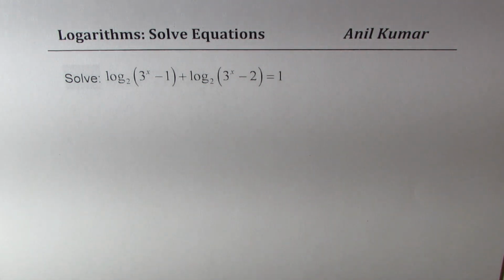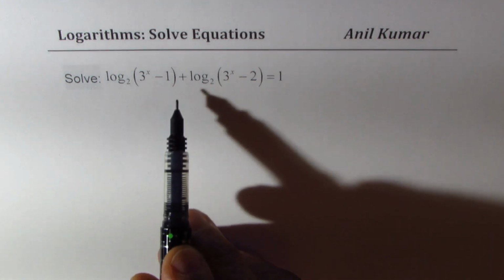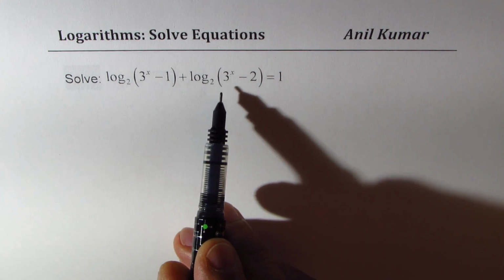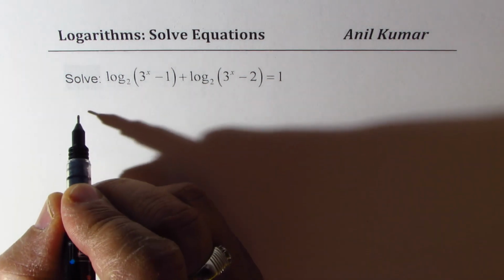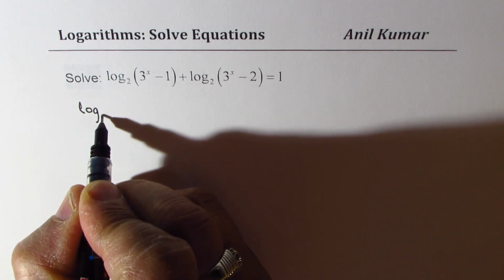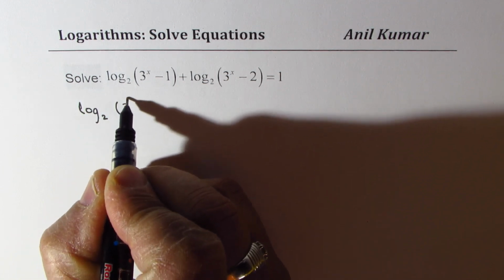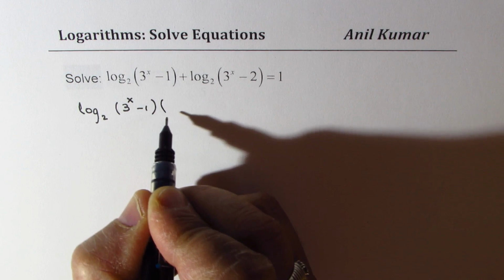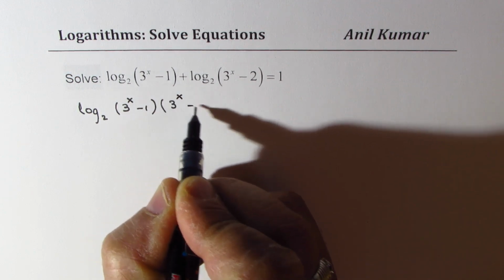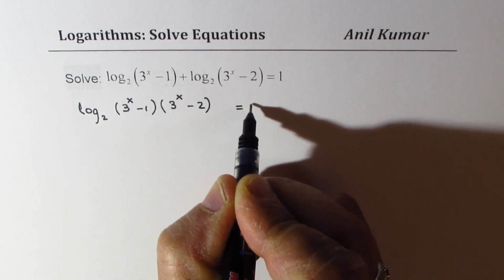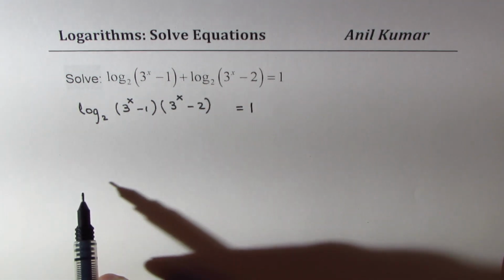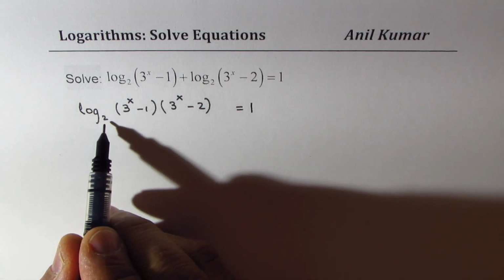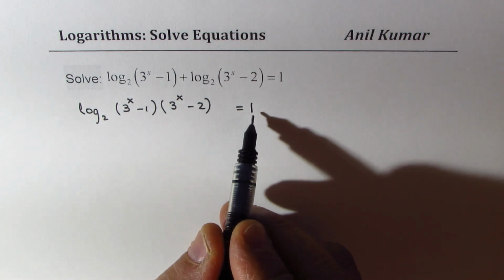The very first one, log to the base 2 of 3 to the power of x minus 1 plus log to the base 2 of 3 to the power of x minus 2 equals to 1. So applying the laws, we get log to the base 2 of 3 to the power of x minus 1 times 3 to the power of x minus 2 equals to 1, right? So that plus makes it product. Now this 1, we could now convert to exponential form.